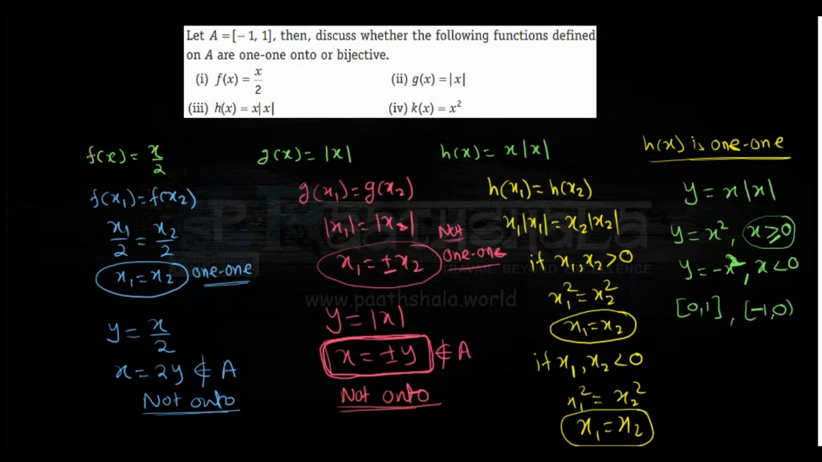So we can say that the given function, that is h of x, is an onto function, because y equals x square is defined in the interval only, and y equals minus x square as well is also defined in the interval only, for x less than or equal to 0, or x greater than or equal to 0. So h of x is a one-one and onto function, hence it is a bijective function.